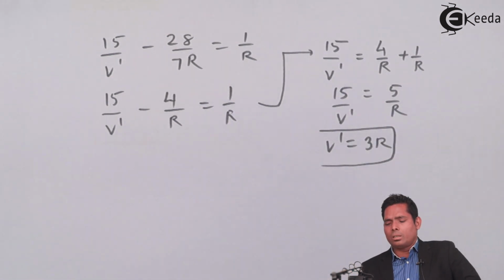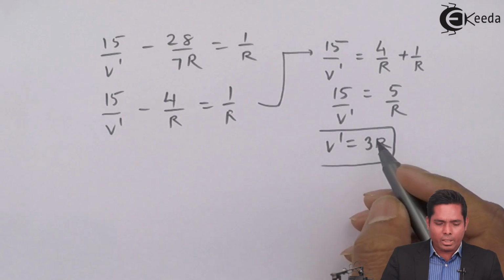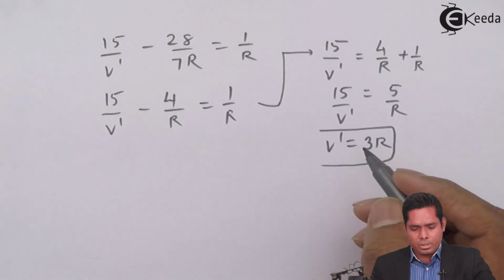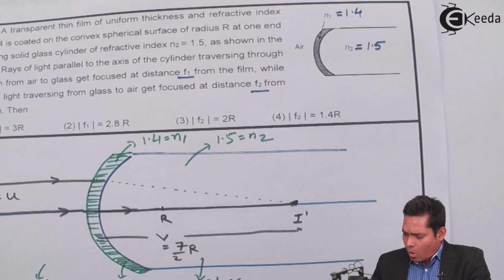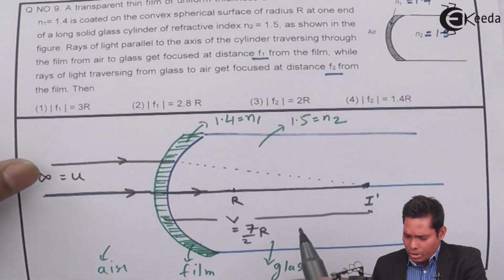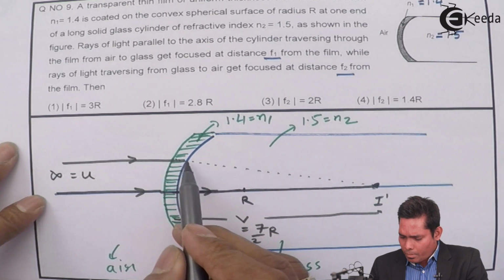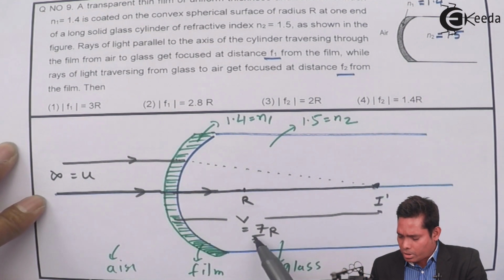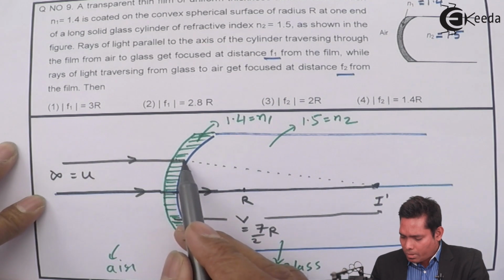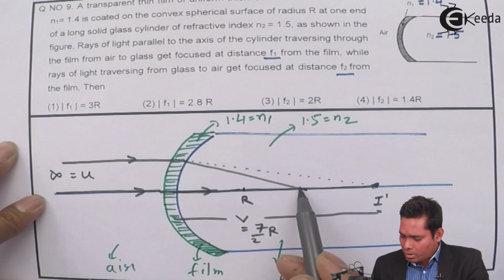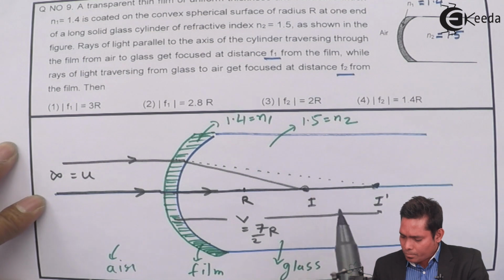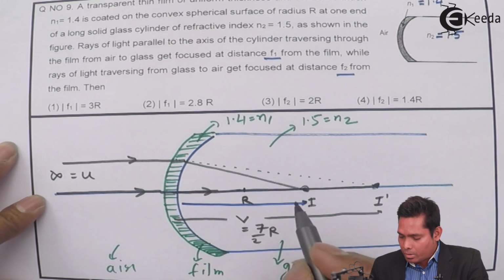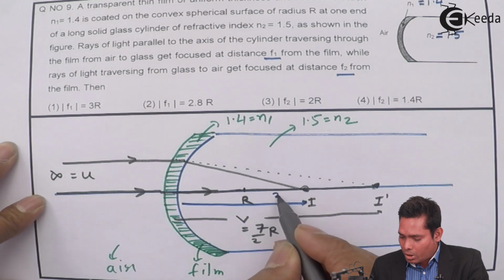That means the final image is formed at V dash. That means if I now finish the formation of the image after refraction through this one, it is 3r, earlier it was 3.5r, so it will now be 3r somewhere here. This is the final image formed, and that distance is coming out to be 3R.